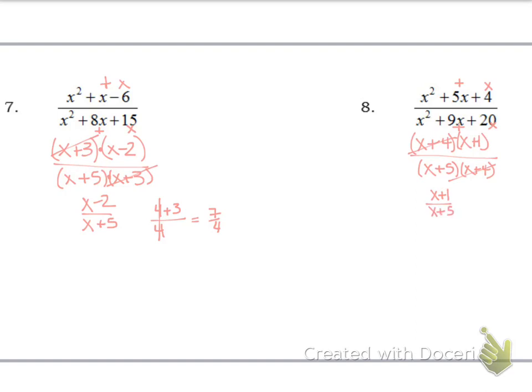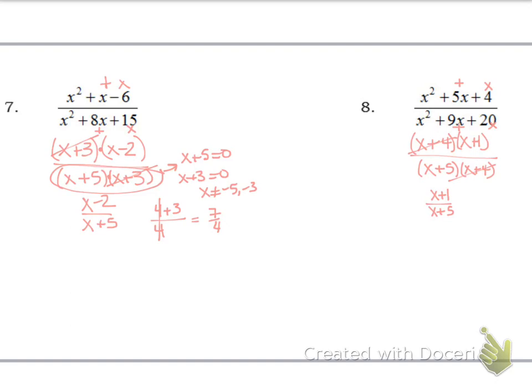I forgot to do my restricted values. So when I do my restricted values, I want all of my possible answers. So my factored form here is what I'm going to do my ZPP on. So x plus 5 equals 0, x plus 3 equals 0, because I want all of my possible times where I could get 0 in the bottom. So x cannot equal -5 and -3.